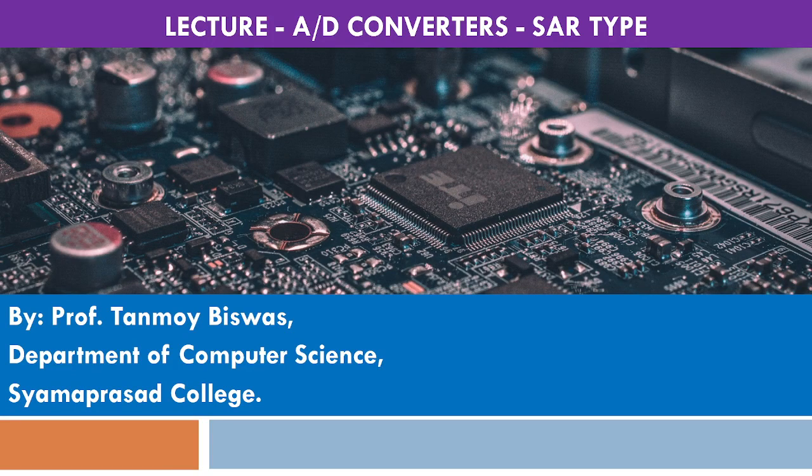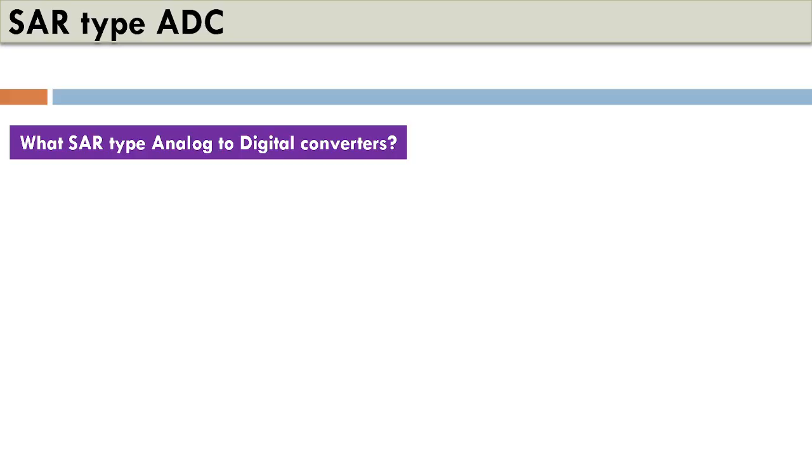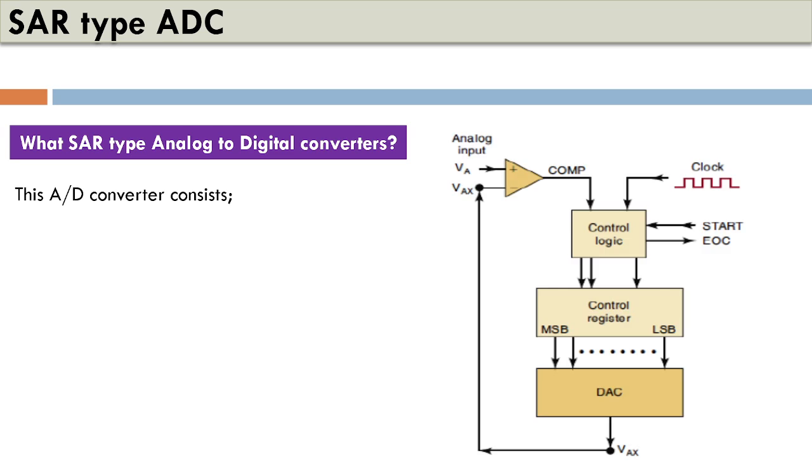Dear respected viewers, in today's session, we will have a look at AD converters, which are based on SAR type, that is successive approximation register. Now, what SAR type analog to digital converter means, we will have a look at the general internal diagram of it. And in this diagram we can see we have a control logic.